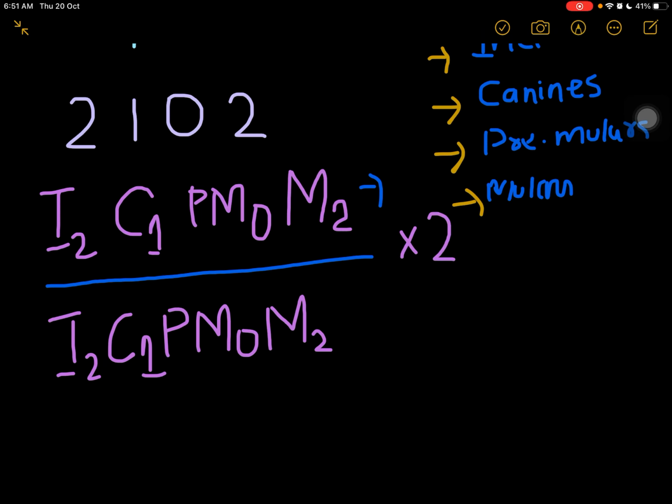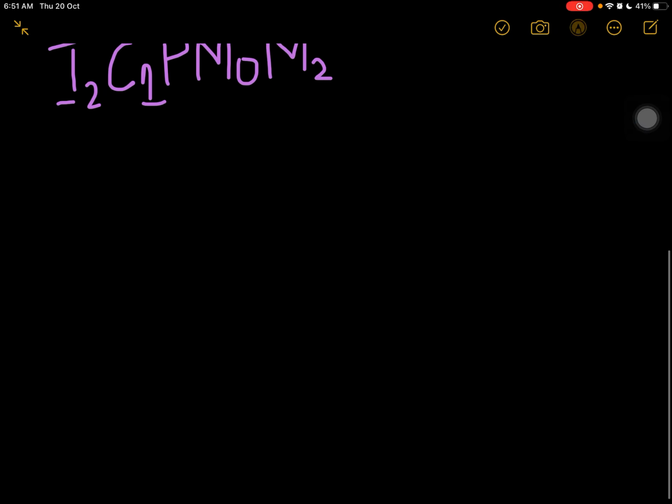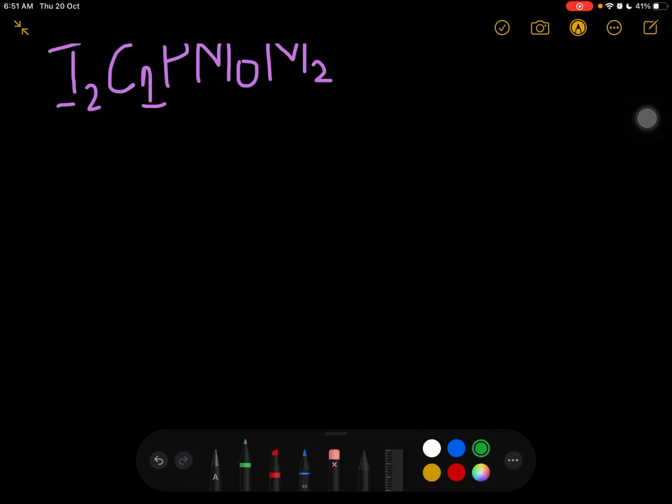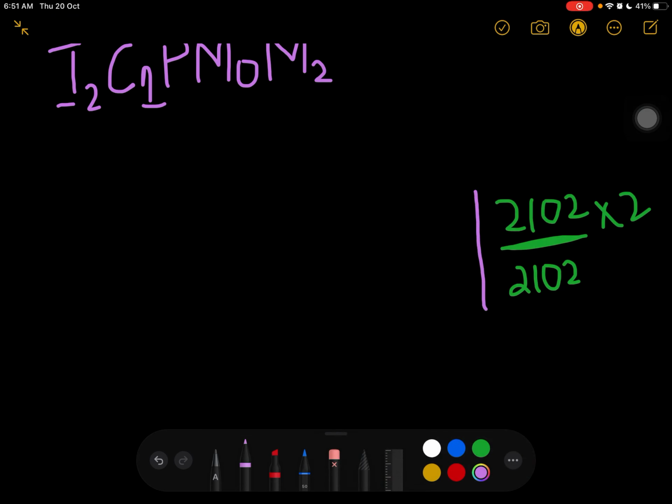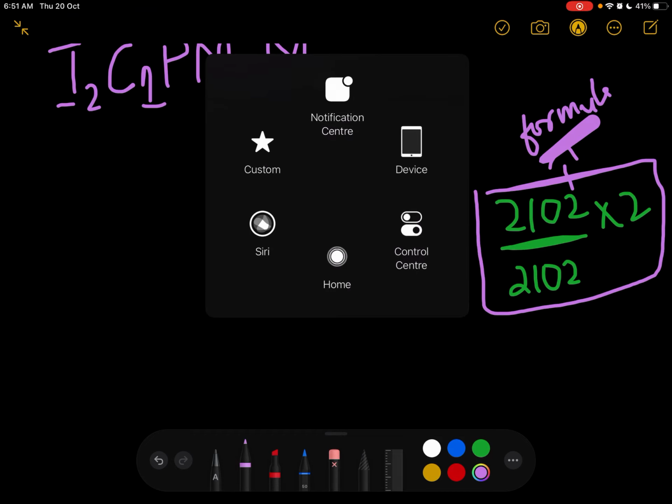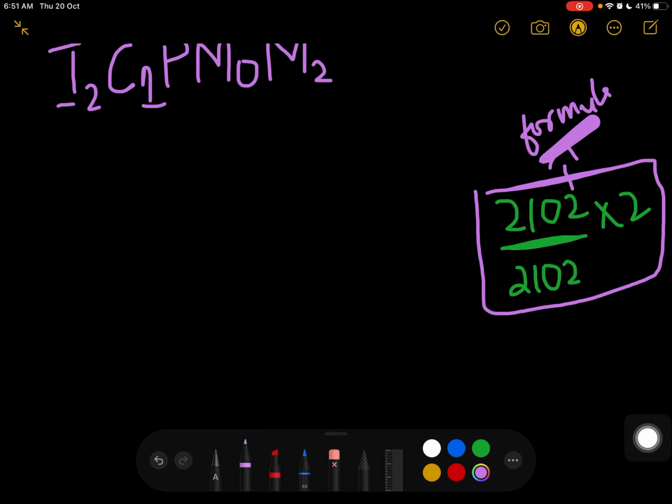So this is the basic formula, 2102. The general formula that will come here is 2102 multiplied by 2. This is the general formula. You have to learn this formula, so then you will easily be able to find the number of teeth in infants, right?